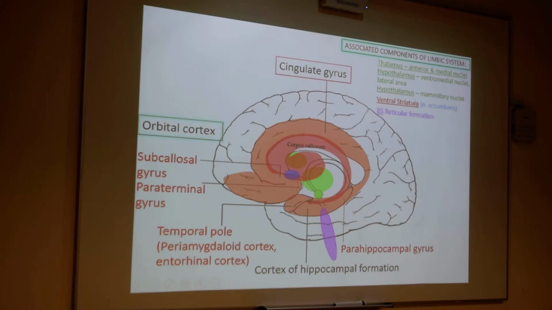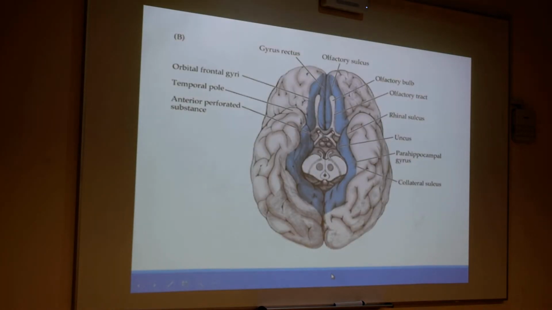Okay. Now, the other structures that you can see here are highlighted with green and some with red, and then you have the reticular formation. So this is just to show you that they're also contributing and making the limbic system work. Okay? Now, I was talking, yes? How are they all joined together?